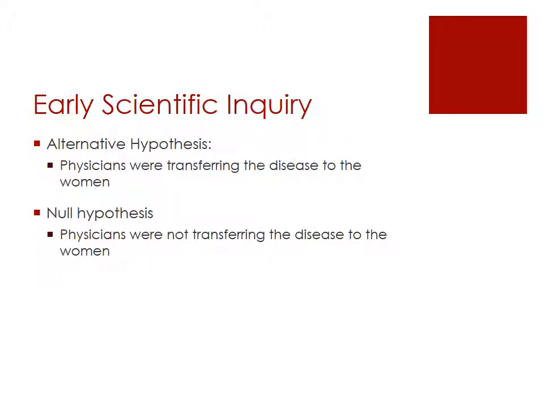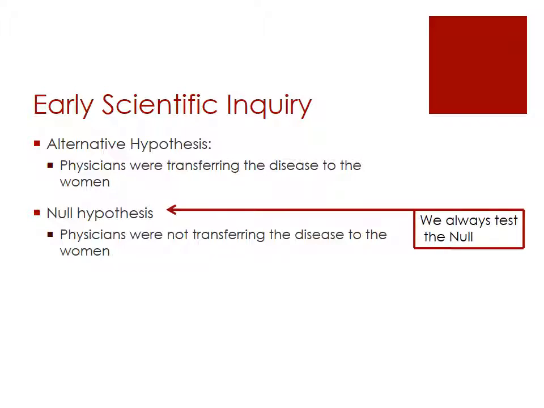So, looking at the study that Semmelweis engaged in, we have his two hypotheses. The first was the alternative hypothesis, based on his actual assumption. So physicians were transferring the disease to the women. Now the null hypothesis would be the opposite of that. Physicians were not transferring the disease to the women. Okay, now we always test the null in science because anything can happen once. So we're always testing the null. We don't test the alternative hypothesis.